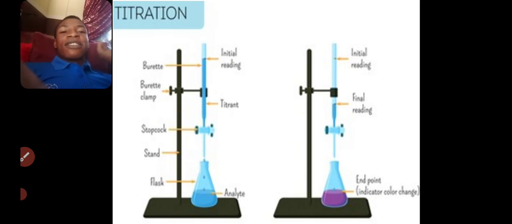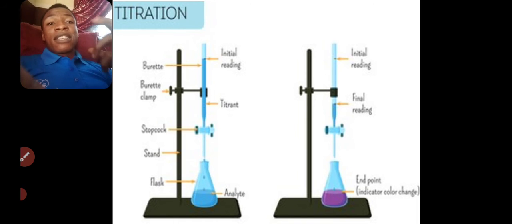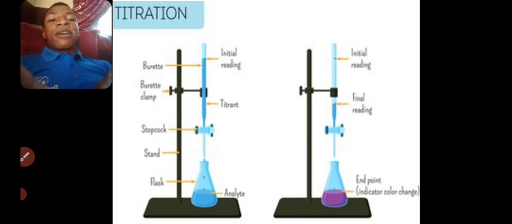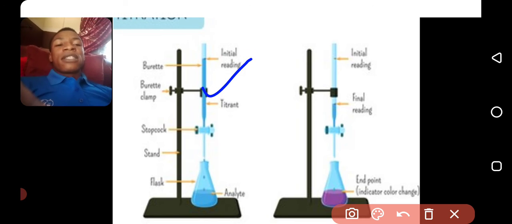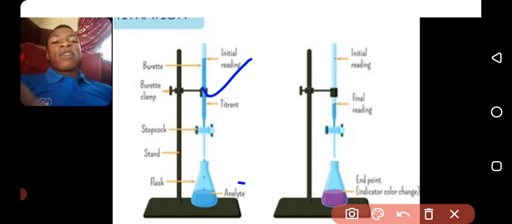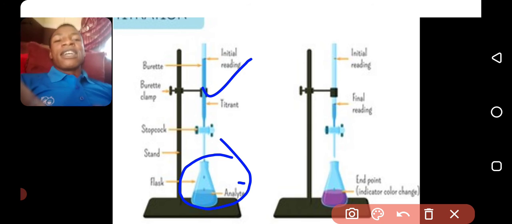In the laboratory, to react an acid with a base, if the base is a soluble base, if it can dissolve in water, you use the method of titration for an acid-base reaction. In titration, you put the acid in the burette. This is the burette. You pipette the base into a conical flask, or if you like, an Erlenmeyer flask.